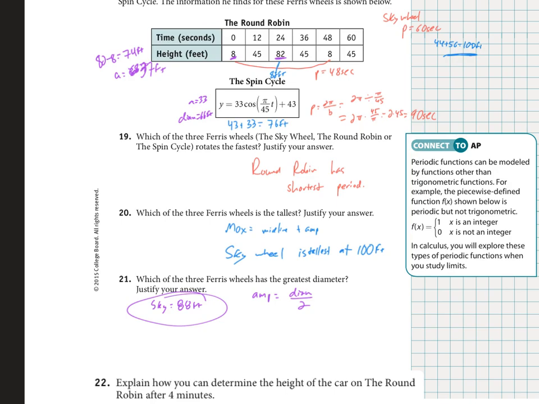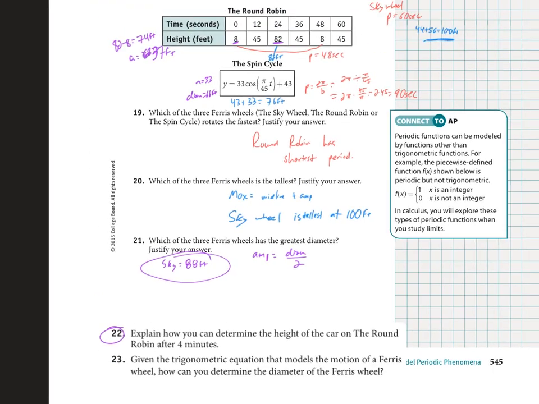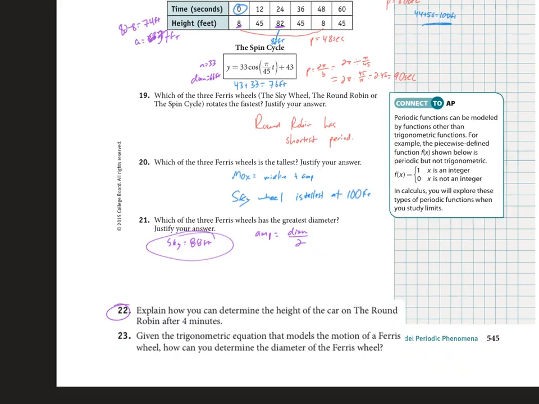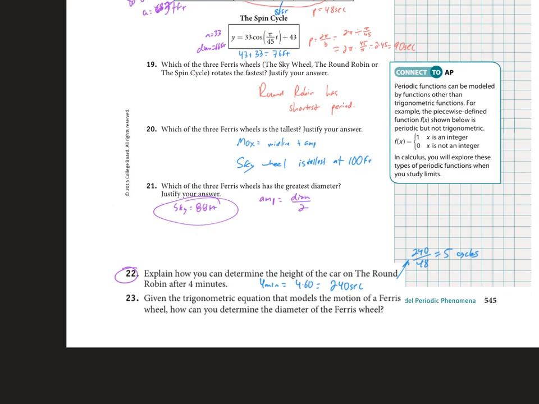So again, your job on the homework will be to look at where your amplitude comes from, how you can put that into your equation, and then analyze it. On 22, explain how you can determine the height of the car on the round robin after 4 minutes. So how many periods is that? 4 minutes is equal to 4 times 60, or 240 seconds. How many of my 48-second periods is that? Well, 240 divided by 48 is 5. So this is 5 cycles.